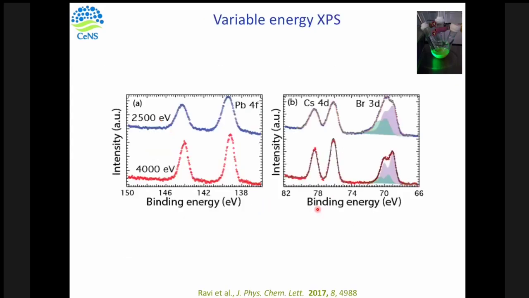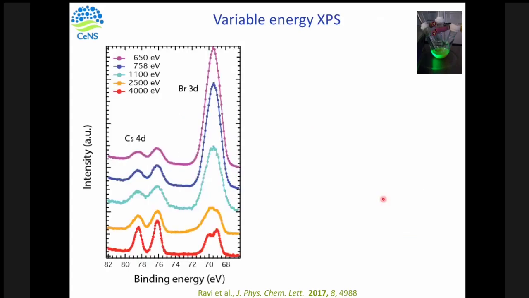So this is the example of cesium lead bromide. Here we have shown the lead 4f core levels. This is lead 4f 7/2 and 4f 5/2. And these are the cesium 4d and bromine 3d core levels. Correct. Here you find that there are two types of bromine present. One has the lower binding energy, that means this bromine is present more in the core, deeper from the surface. And the other one is the surface bromine, which is of higher binding energy.